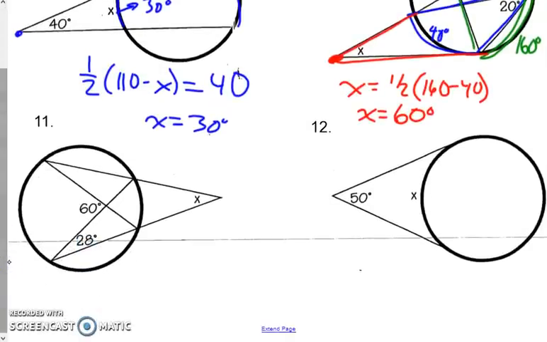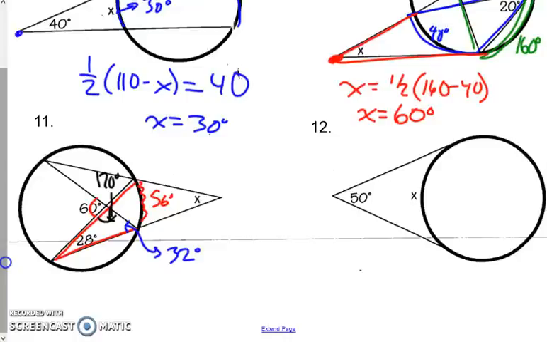Let's start filling in some information we know. So if this is 28 degrees, it is an inscribed angle. So that arc's going to be 56 degrees. Looking at this picture, this angle is supplementary to this angle. So that angle there is going to be 120 degrees. We can then determine that this angle is going to be 32 degrees because they're all in a triangle.